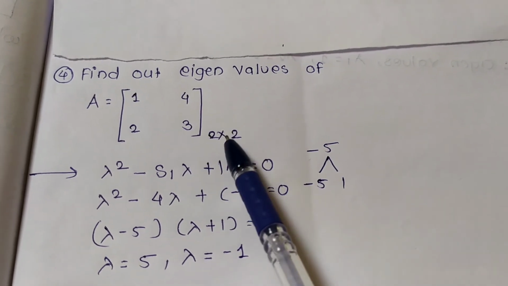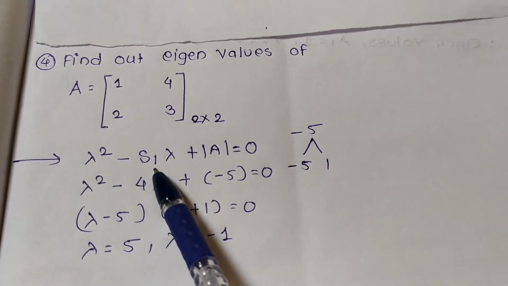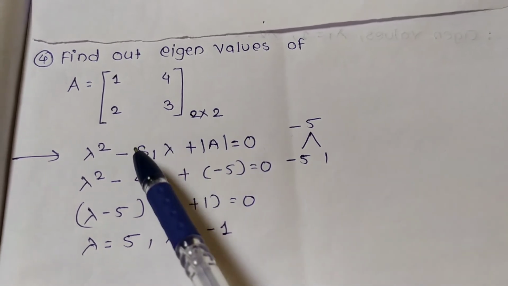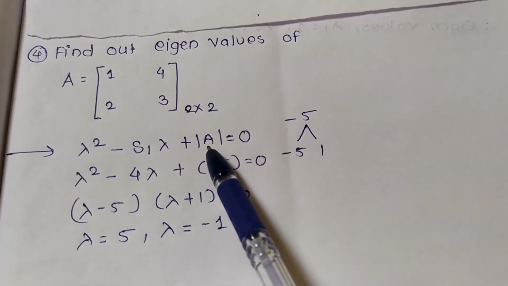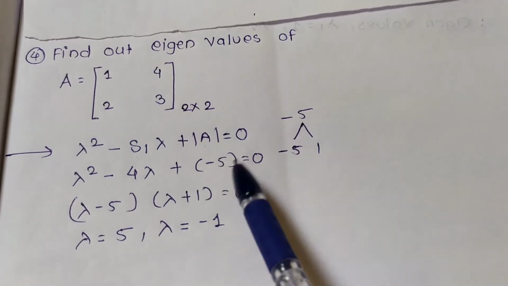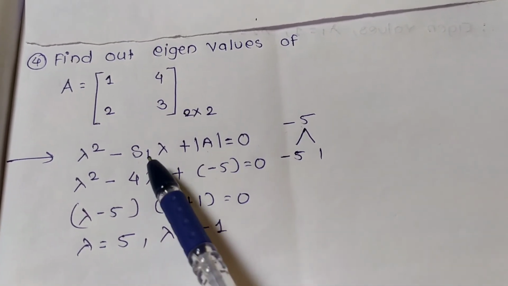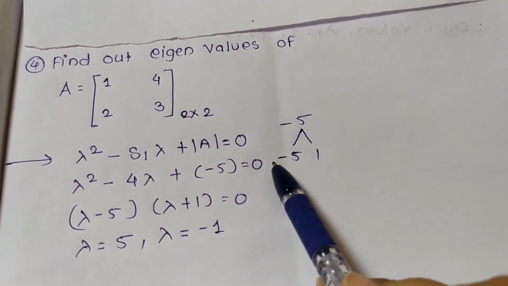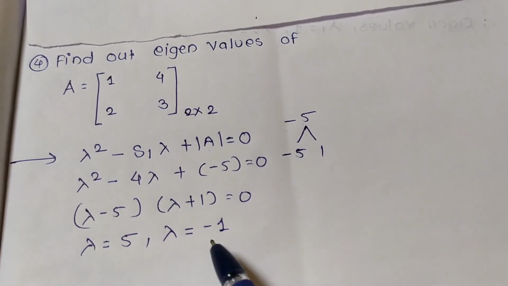A 2 by 2 matrix is given. The formula: lambda square minus S1 lambda plus determinant of A is equal to 0. S1 is the sum of diagonal elements, determinant of A is 3 minus 8, means minus 5. Minus 5 is the product and minus 4 is the addition, then minus 5 and 1. Lambda minus 5, lambda plus 1, then the values are 5 and minus 1, sorry.